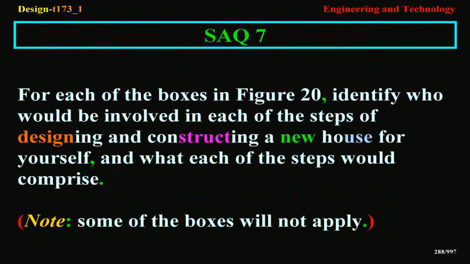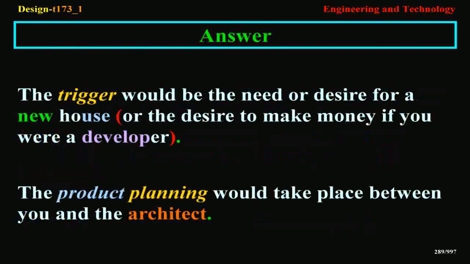SAC 7. For each of the boxes in Figure 20, identify who would be involved in each of the steps of designing and constructing a new house for yourself, and what each of the steps would comprise. Note: some of the boxes will not apply. Answer: the trigger would be the need or desire for a new house, or the desire to make money if you were a developer. The product planning would take place between you and the architect.